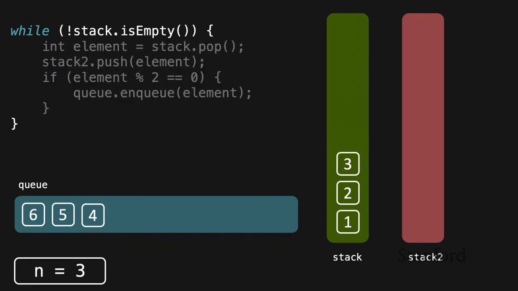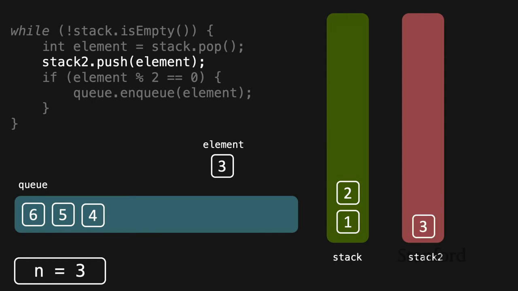And then we can keep going, okay? So what does this line do? It checks to see if the first stack is empty. Yeah, so it is not empty. So we're going to pop from the stack, which gives us the element 3. Now, what happens in the next two lines? It's going to add the element that you saved into stack 2. So we push that into stack 2. And then if the element is divisible by 2, if it's an even number, it's going to add it to the queue. Is 3 divisible by 2? No, it's not. So we skip that and go to the next iteration. Okay. Does that make sense?